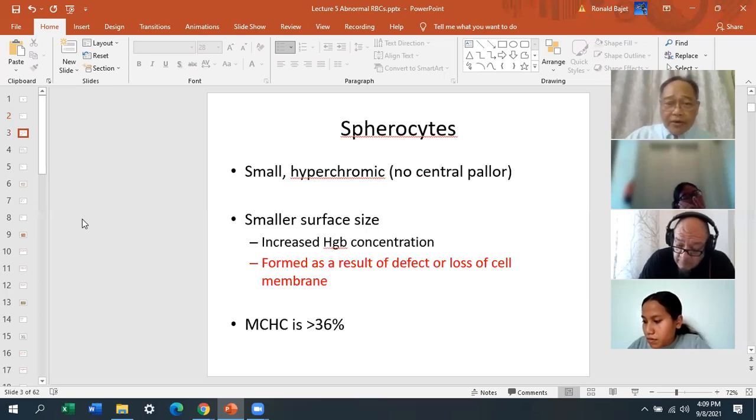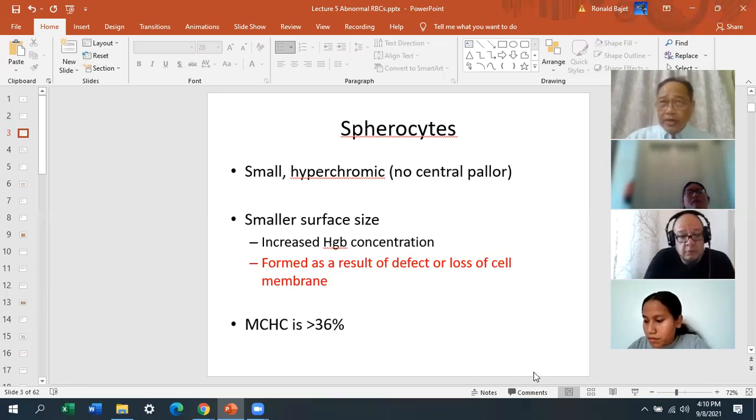Okay, spherocytes. Spherocytes are shaped just exactly how the term states. These are spheres. These are balls, and the way they look is that there is no central pallor, and their MCV is low. So these are small. I'm going to be showing you a slide later on what spherocytes actually look like. Okay, smaller surface size. They're spherical in shape. Increased hemoglobin. And these cells are formed as a result of a defect or loss of cell membrane.